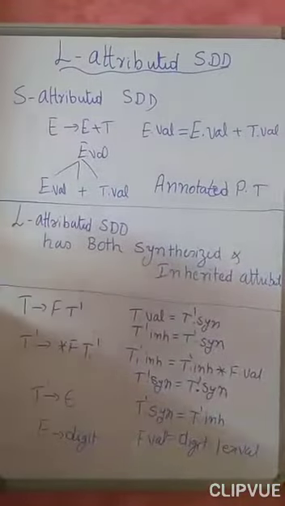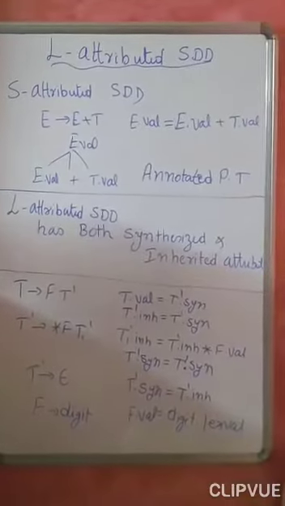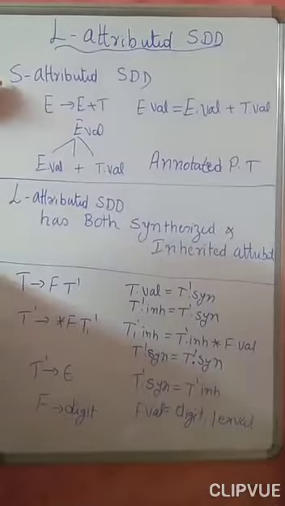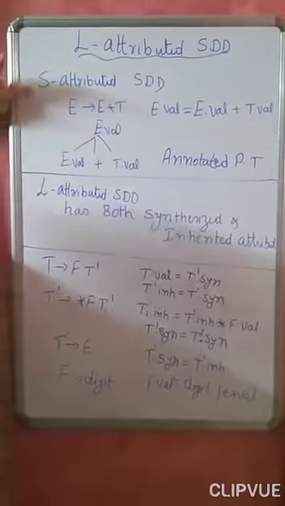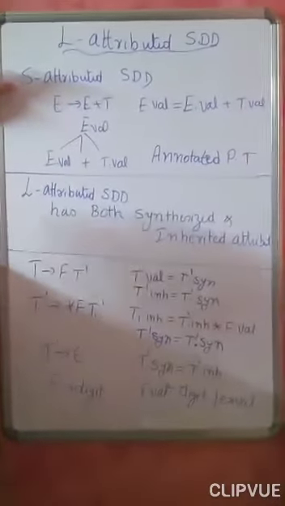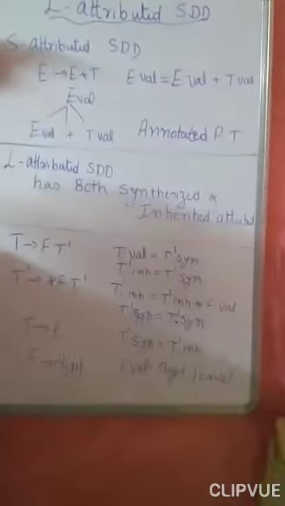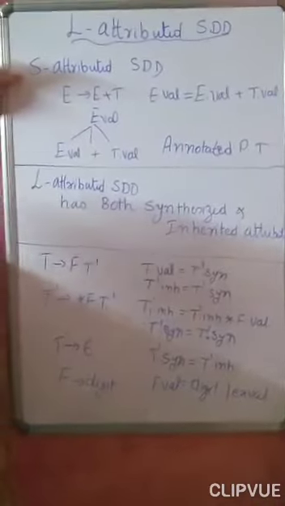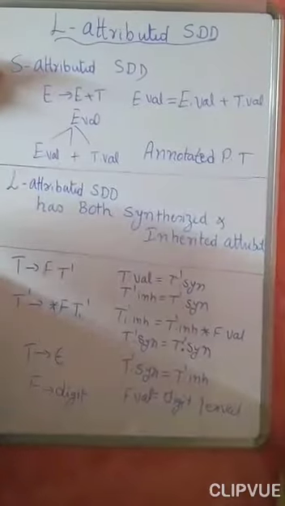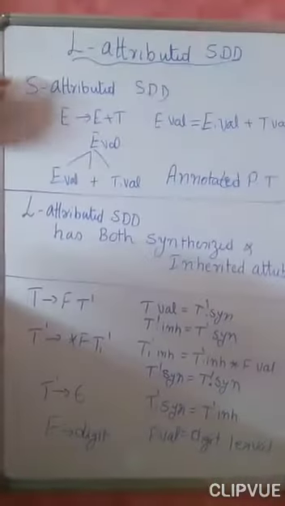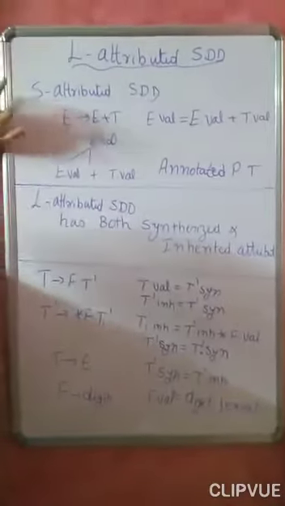We will move on to the L attributed STD. In the last session I explained an S attributed STD. So what is an STD? It is nothing but a context free grammar where attributes are associated with the symbols and productions are rules, or you can say actions are associated with the productions. That is called an STD.